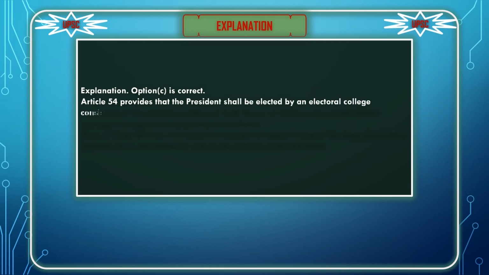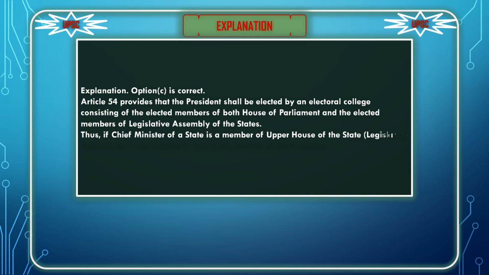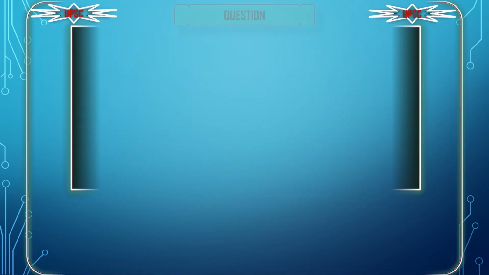Explanation. Option C is correct. Article 54 provides that the President shall be elected by an electoral college consisting of the elected members of both Houses of Parliament and the elected members of the Legislative Assemblies of the states. Thus, if the Chief Minister of a state is a member of the Upper House, the State Legislative Council, he is not entitled to vote in the election of the President.